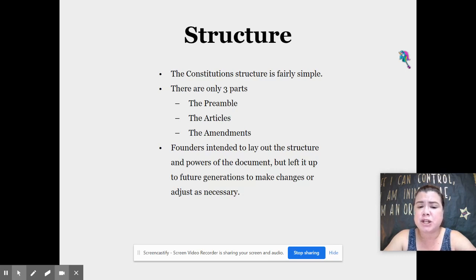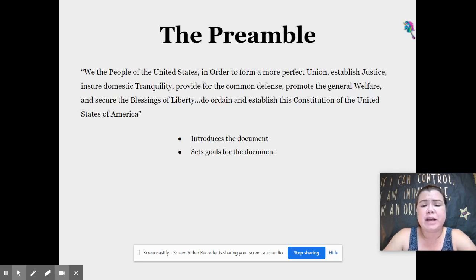So the preamble is an introduction. The articles are sections of the Constitution which break down specific powers. And then the amendments are going to be the changes that are made, or how they're made, to the document. Okay, so that's the structure of the Constitution. Now, the preamble, like I said, is an introduction. It introduces the document, and it's also going to set the goals for the document.